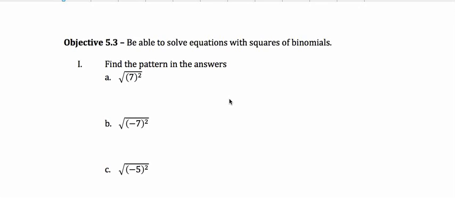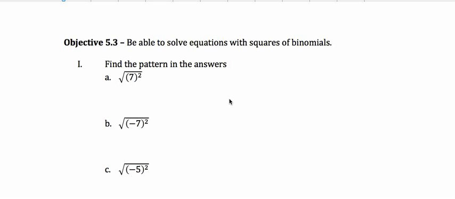Alright, ladies and gentlemen, today we're looking at being able to solve equations that have the square of a binomial in them. Before we can do that, we need to find ourselves a little pattern. Okay? I've got some very similar problems up here, and I want you to go through and simplify, evaluate those little expressions.